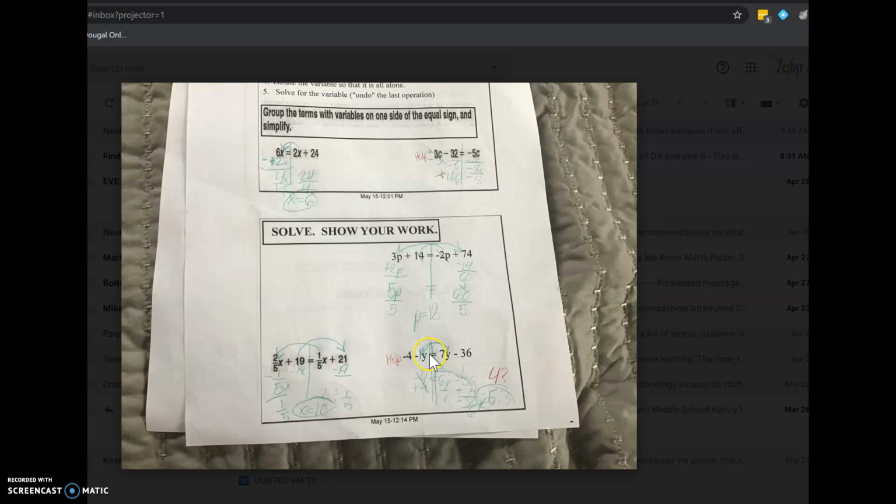Okay, so for this one, you would get, let's see, you would get 32 here, and then you'd get negative 8, so negative 32 and negative 8, so the answer would be negative 4. So you need to move things to the opposite side of the equal sign. Variables on the left, and constants on the right, opposite sides.